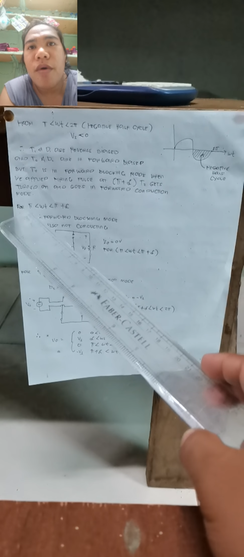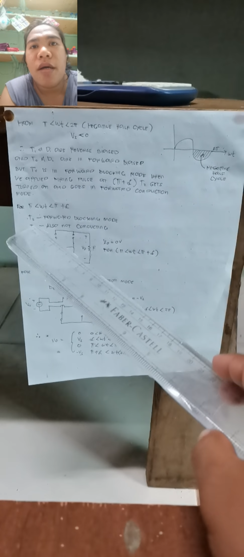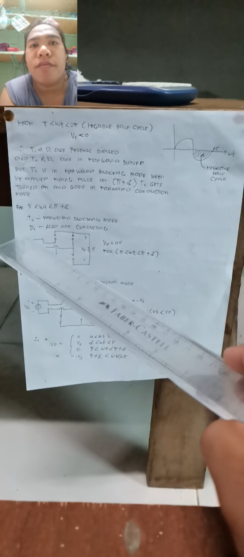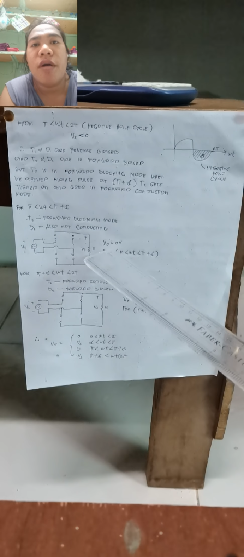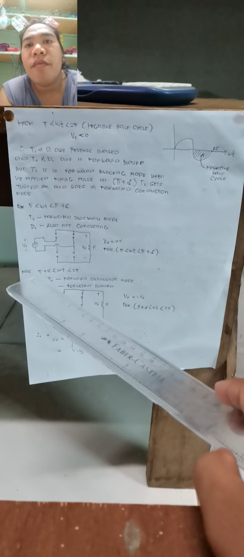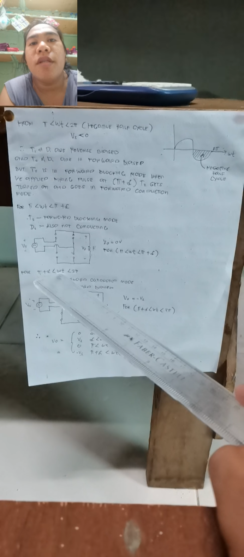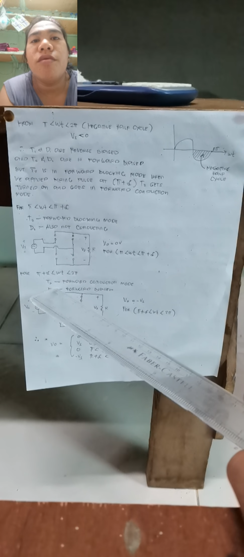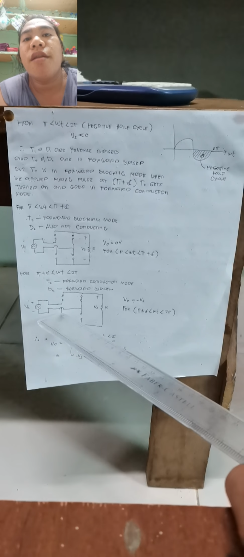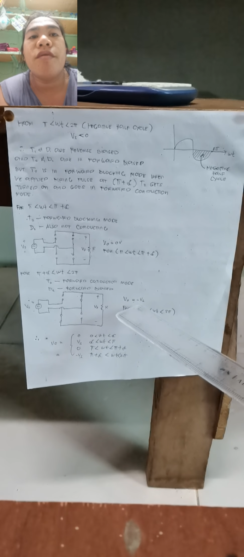For π less than ωt less than π plus lambda, T2 is in forward blocking mode and D2 is also not conducting. This is the diagram. At this point VO is equal to 0 volts. For π plus lambda less than ωt less than 2π, T2 is in forward conduction mode and D2 is forward biased. This is the diagram, and at this point VO is equal to negative VS.